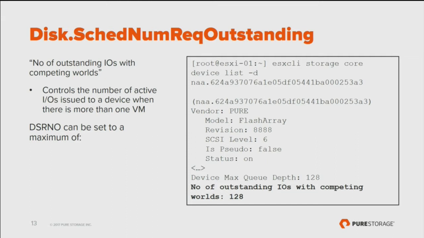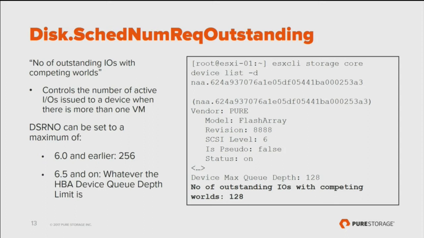It can be changed, though, and this is an online change, right? You don't have to reboot the host or unmount the volume or anything like that. It can be set in 6.0 and earlier to a maximum of 256. But in 6.5, this has changed. It now can be set to a maximum of whatever the HBA device queue depth limit is. Right? So this could be higher, this could be lower than 256. If the HBA queue depth limit is 32, well, that's the max you can set DSNRO to in 6.5 and later.